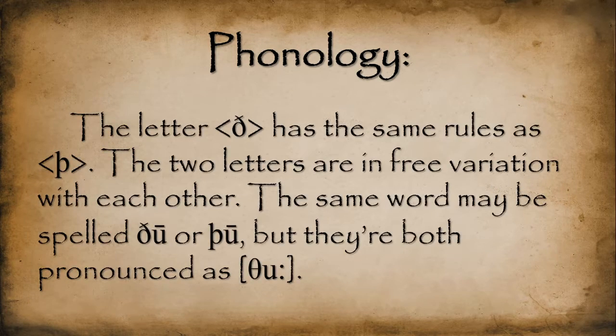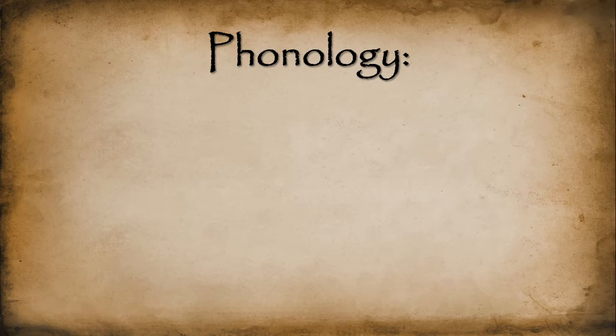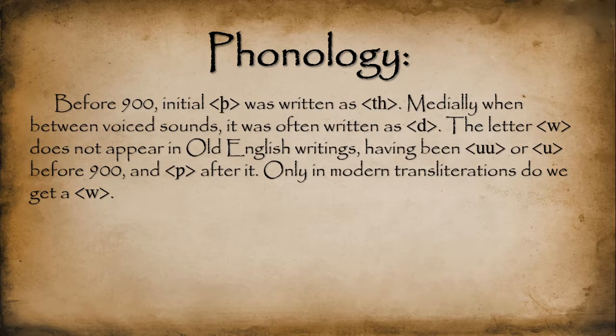The letter eth has the same rules as thorn. The two letters are in free variation with each other. The same word may be spelled eth, U with a macron, or thorn, U with a macron, but they're both pronounced as thu. Before 900, initial thorn was written as th. Immediately when between voiced sounds, it was often written as D.